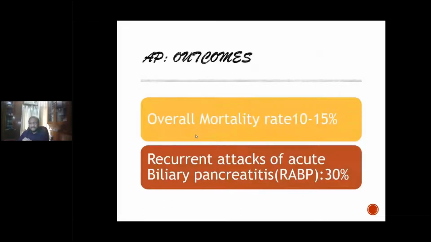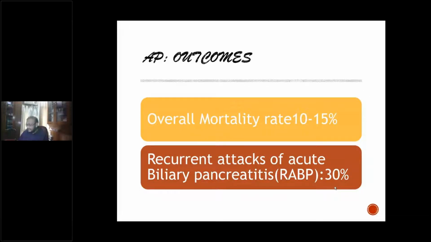Now, if you look at the outcomes of acute pancreatitis, the overall mortality is 10 to 15%. Recurrent attacks of acute biliary pancreatitis are 30%. And that is why, if we go back to the previous lecture, remember, manage acute pancreatitis, if it is a mild attack, the laparoscopic cholecystectomy should be done at the same hospital admission. And here you have a reason why. Because if you send the patient back home, the chances are one-third of them are going to come back to you with a fresh attack of acute pancreatitis, which you don't really want, right?